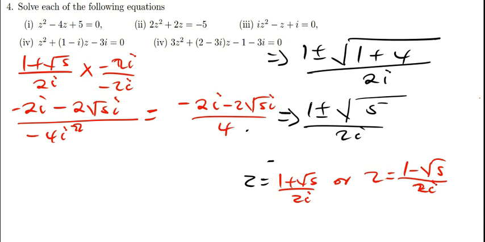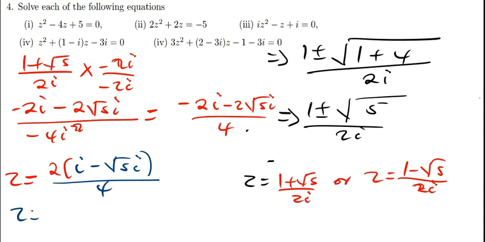So I'll end up having z equal to, I can factor out 2 outside. Then here I'll remain with i, here I'll remain with the root of 5 i. Then divide it by 4. So the first answer will be 2 there, 2 there, 2. So we'll have i minus the root of 5 i divided by 2. That's my first answer for z.